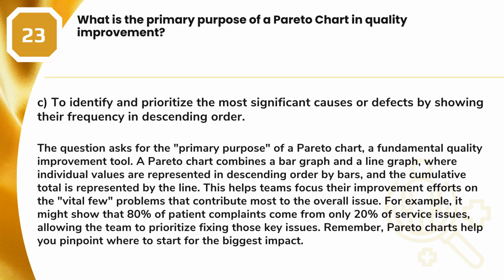Answer: C. To identify and prioritize the most significant causes or defects by showing their frequency in descending order. The question asks for the primary purpose of a Pareto chart, a fundamental quality improvement tool. A Pareto chart combines a bar graph and a line graph, where individual values are represented in descending order by bars, and the cumulative total is represented by the line. This helps teams focus their improvement efforts on the vital few problems that contribute most to the overall issue.